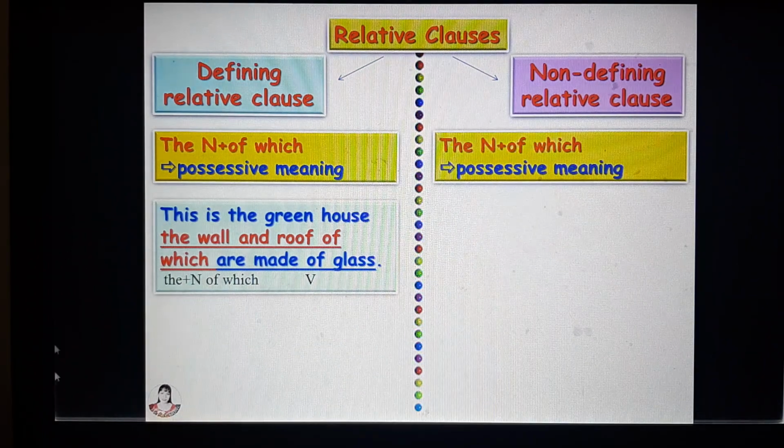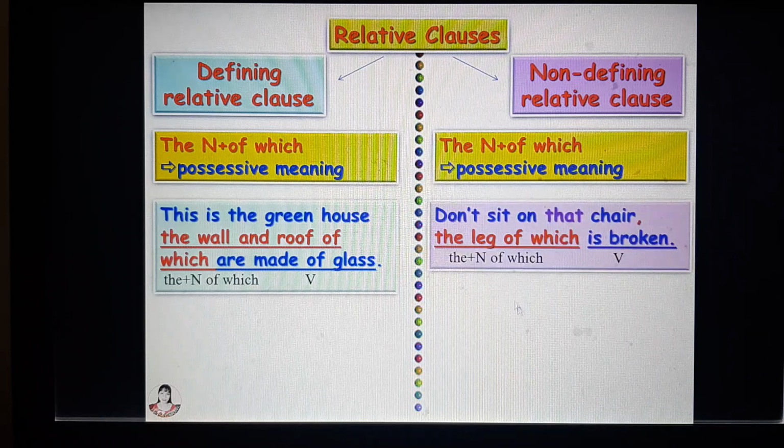The same as with non-defining relative clauses, we also use the noun of which for possessive meaning. For example, don't sit on that chair, the leg of which is broken. That chair, comma. That chair cannot move, so we have to use the noun of which. The leg of which is broken is a non-defining relative clause.